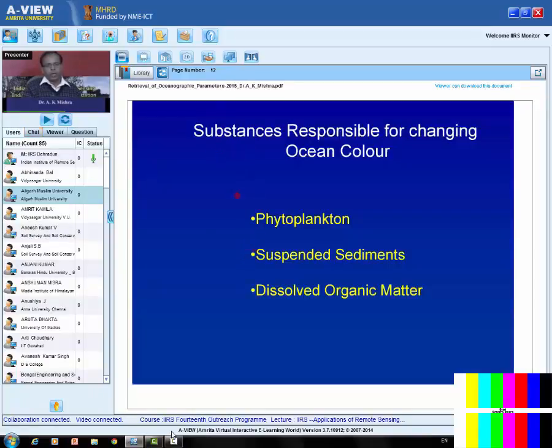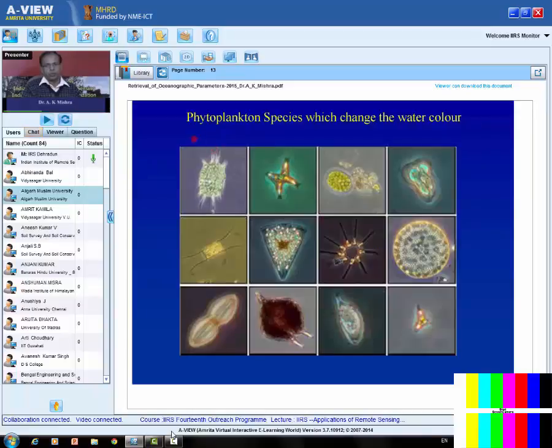So these are three substances responsible for changing the color of the water. One is phytoplankton, second is suspended sediments, and the third is dissolved organic matter. So these are the phytoplankton species which change the water color. They are of different shapes and sizes, and they are microscopic in nature, and they freely float in the oceanic environment.